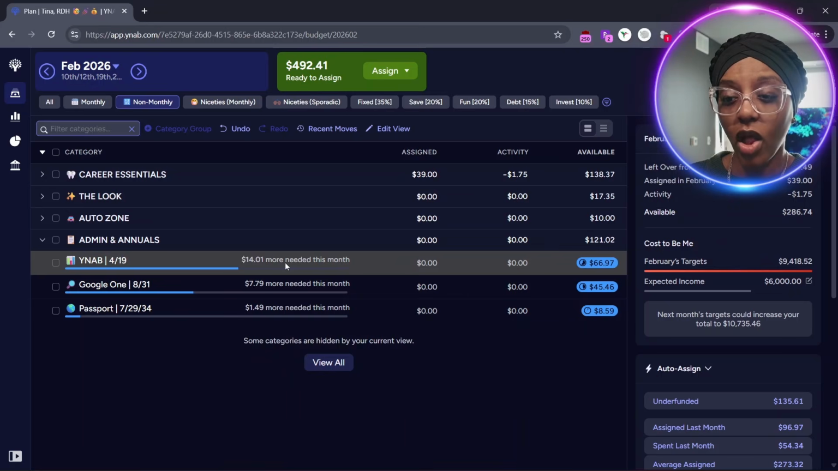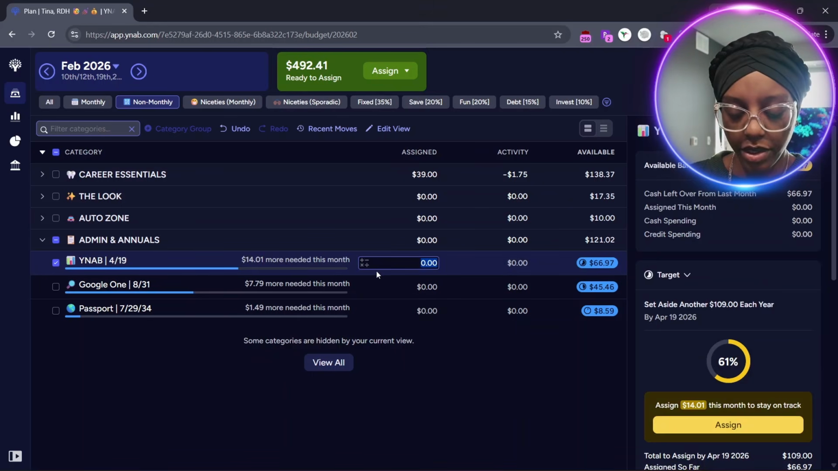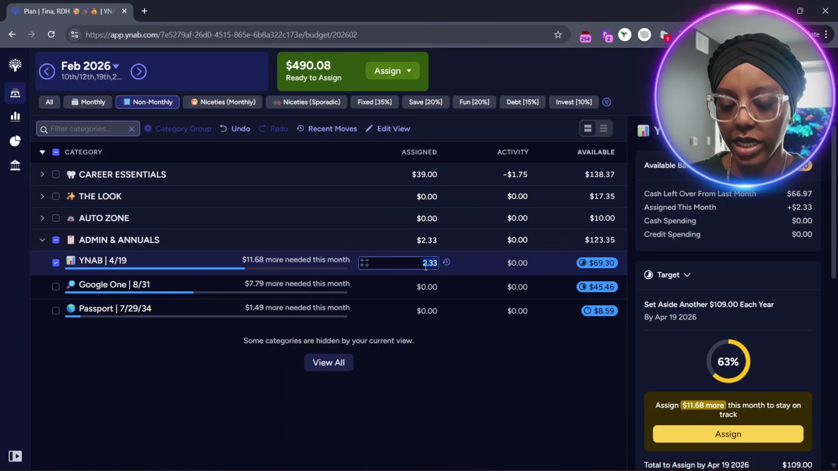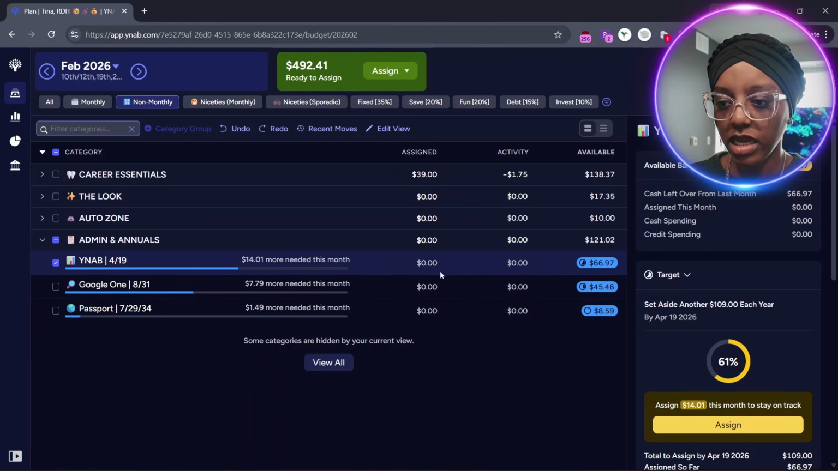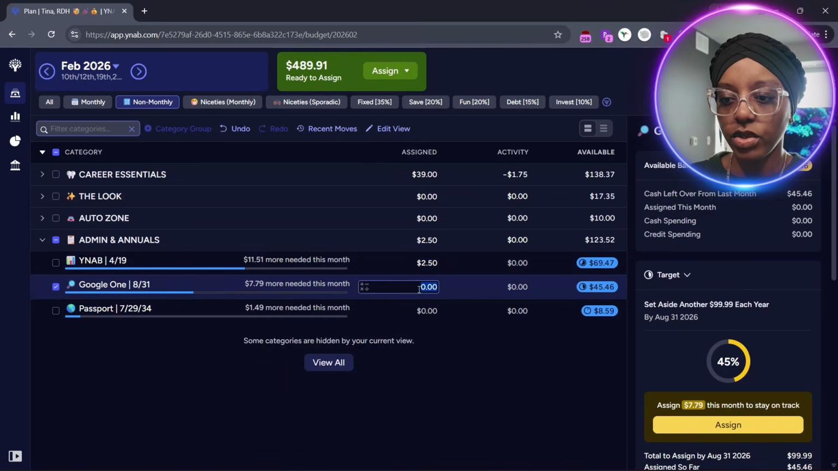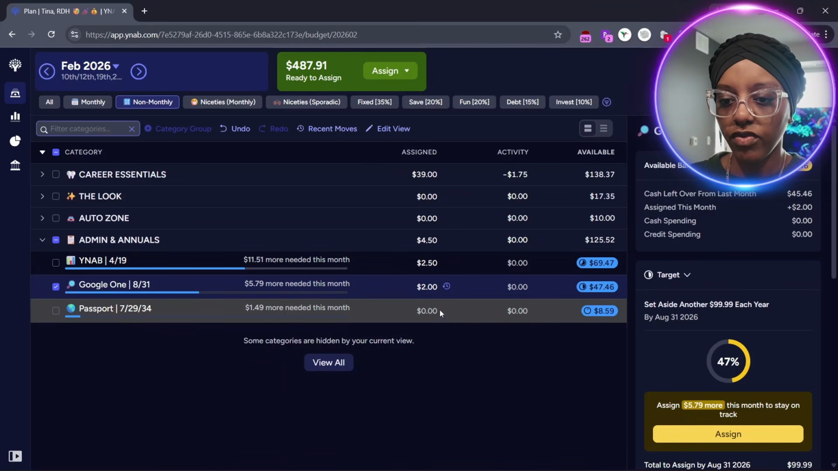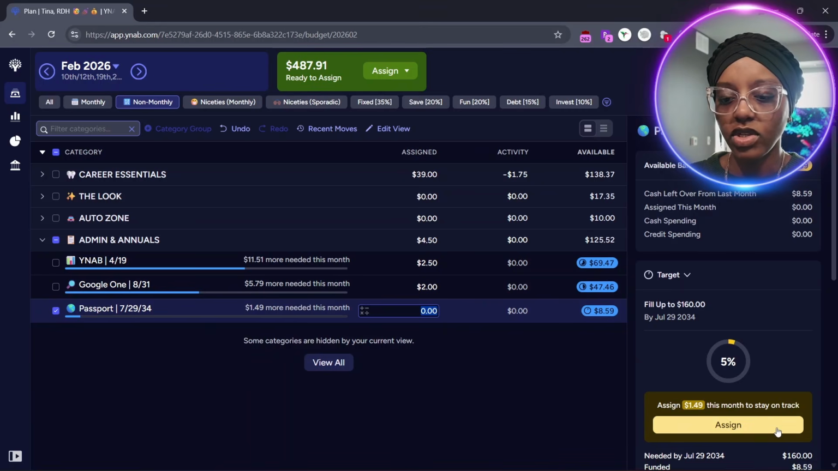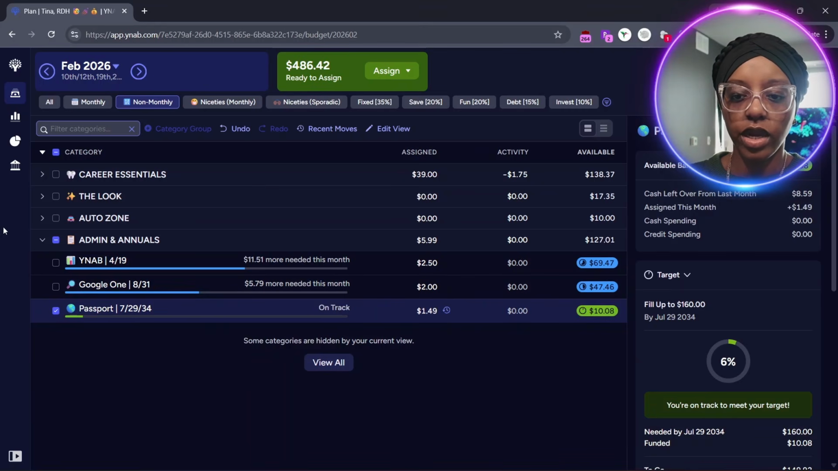YNAB, I need $14 this month. Oh my God. I'm gonna put 14 divided by 6, which is 233. I don't like that. I'm gonna do 250, I just don't like 233. Google One, I'm gonna do $2. For passport, I'll just put the whole 149. I just don't care. I'd rather just have that green and be done with it.